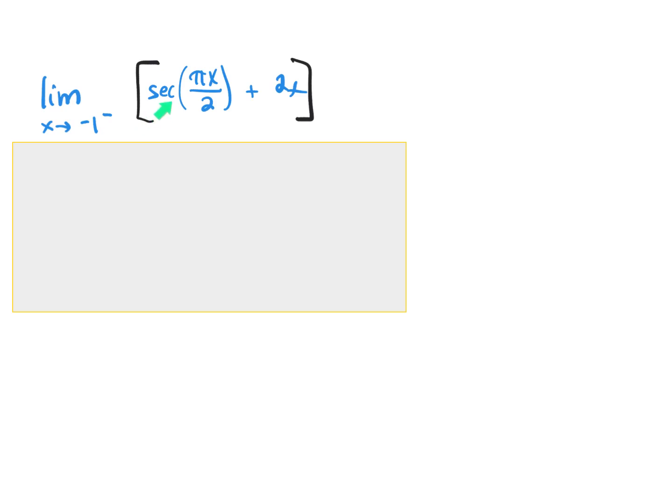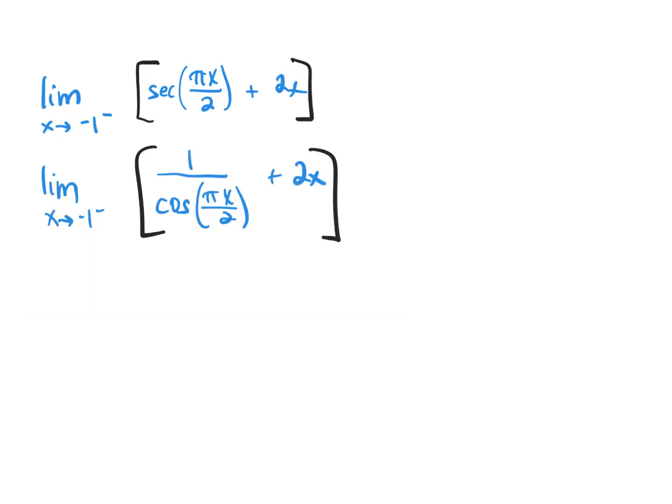For this problem, the first step should be to use the reciprocal identity. The secant ratio is the same as 1 over the cosine ratio. And now try direct substitution. As x approaches -1 from the left, this expression is approaching negative pi over 2 from the left.